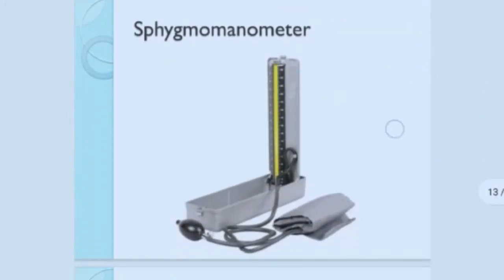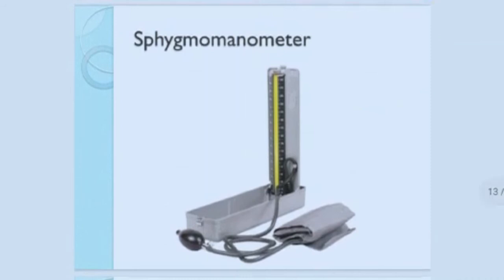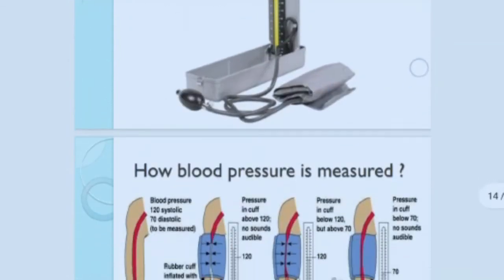See this instrument or device. This is the device used to measure blood pressure. A 1 mark question will be asked: Name the device used to measure blood pressure. The answer is sphygmomanometer. Sphygmomanometer is the device which is used to measure blood pressure.